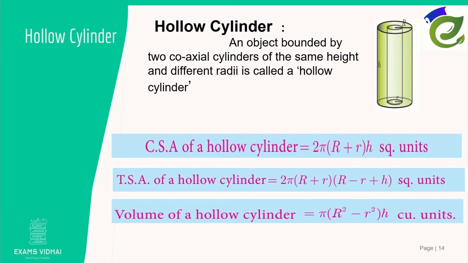Total surface area of a hollow cylinder is 2 pi into (capital R plus small r) into (capital R minus small r plus h) square units. Volume of a hollow cylinder is equal to pi into (capital R square minus small r square) into h cubic units.